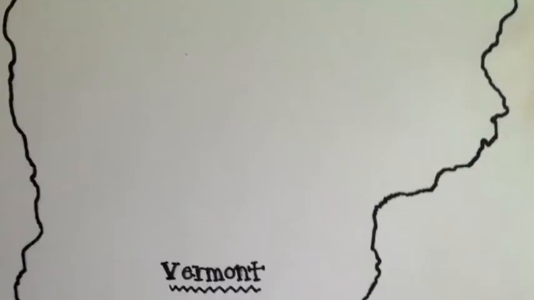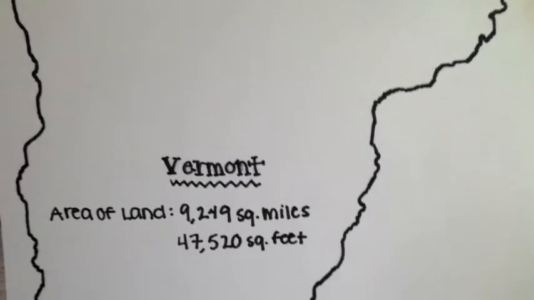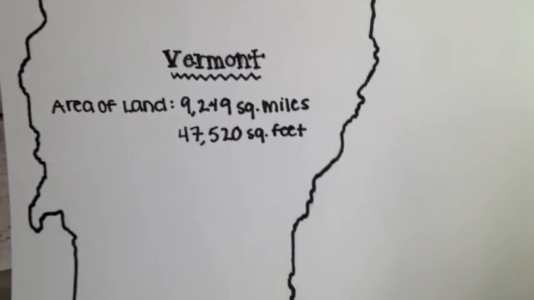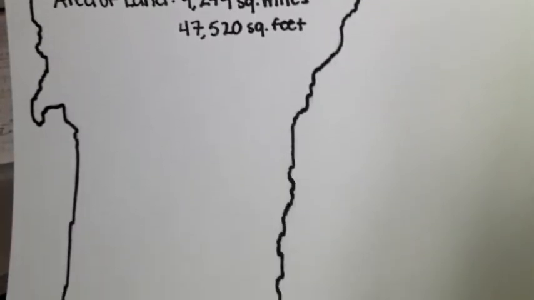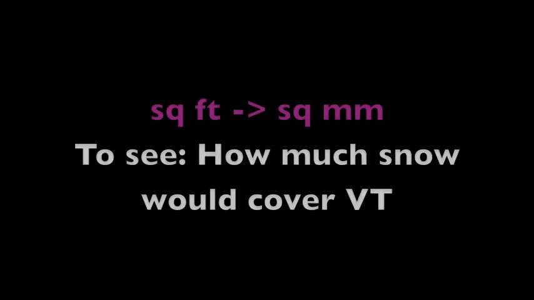Do you really have any idea how much that is? If we had that much snow, there would be no hope for any of us. Vermont's land area is 9,249 square miles, or 47,520 square feet. We need to translate that into square millimeters in order to compare the amount of snowflakes produced by 1 mole of them to the land area of Vermont, or to see how high the snow would be.